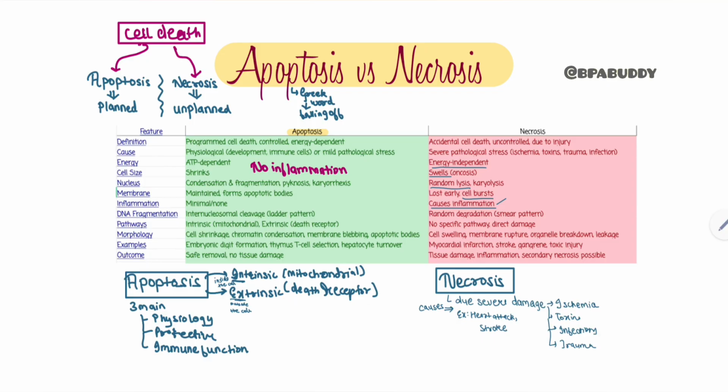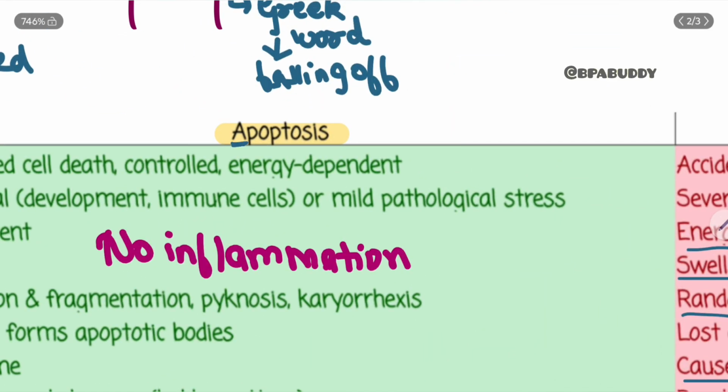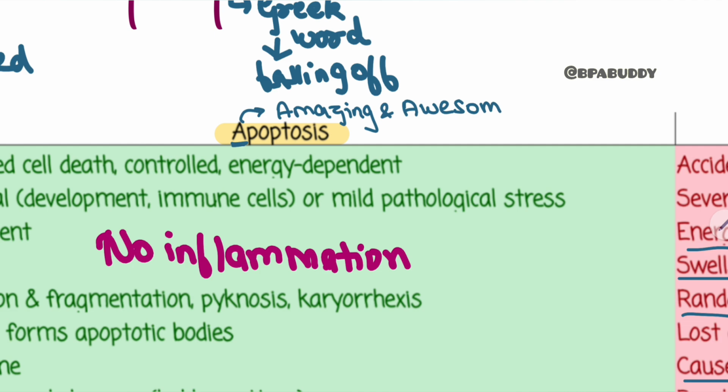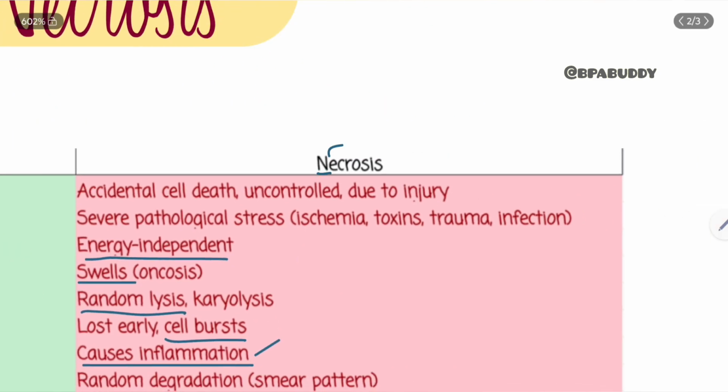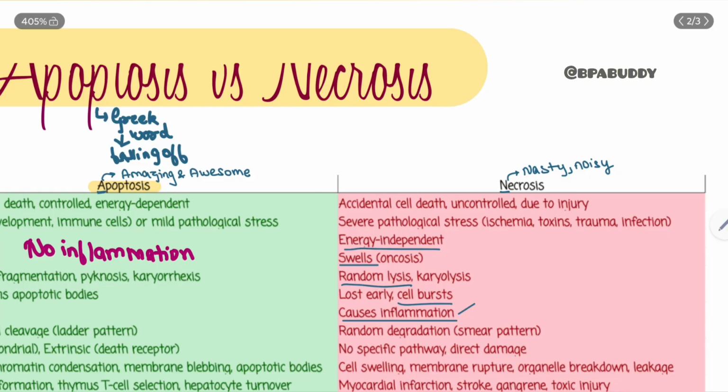And we have a memory trick also. The memory trick says that apoptosis, which has an A, is for amazing and arranged. It is a planned death, so it is not very chaotic. So it is awesome and arranged. And necrosis is nasty and noisy. It is unplanned death of the cell, which is very messy, right? So this is basically clean versus messy.